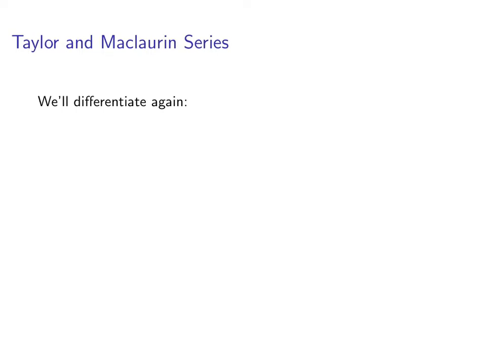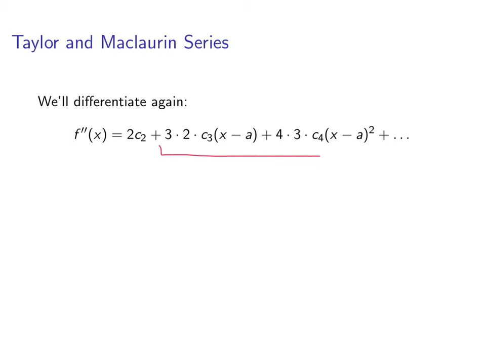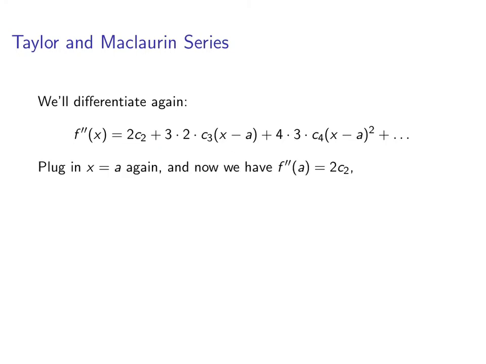Okay, let's keep going. We differentiate one more time. So we get f double prime equals 2c2 plus 3 times 2 times c3 times (x minus a), and so on. And now we're going to play the same game again: we plug in x equals a, and everything that I've underlined here is going to disappear. Now we have f double prime of a equals 2c2. So again, we're solving for the c's. Remember, we know what f is. We're trying to figure out what the c's have to be. So now we have c2 is equal to f double prime of a over 2.